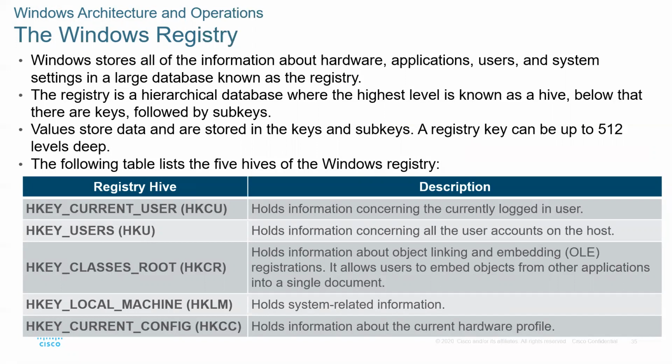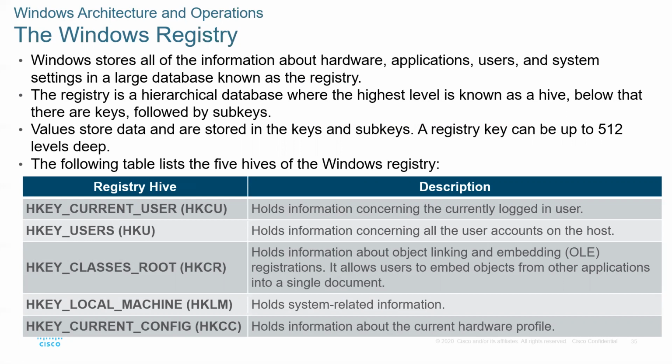And again, these are keywords because this will be on your exams. Below that are keys followed by subkeys. So understand that hierarchy. You have the hive at the top. It's a hierarchical database, which gets to keys, and then you have subkeys from the keys themselves. Values are data stored inside the keys and the subkeys, and a registry key can be up to 512 levels deep. So you can have this big hierarchical chain that goes all the way down.